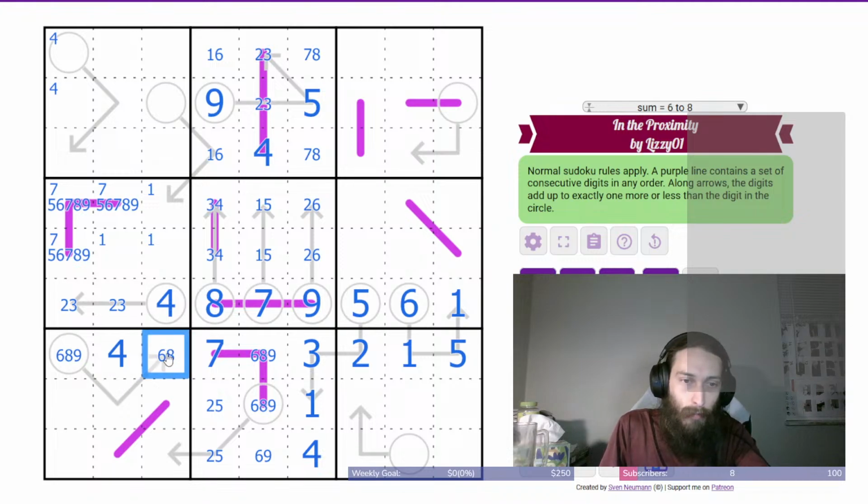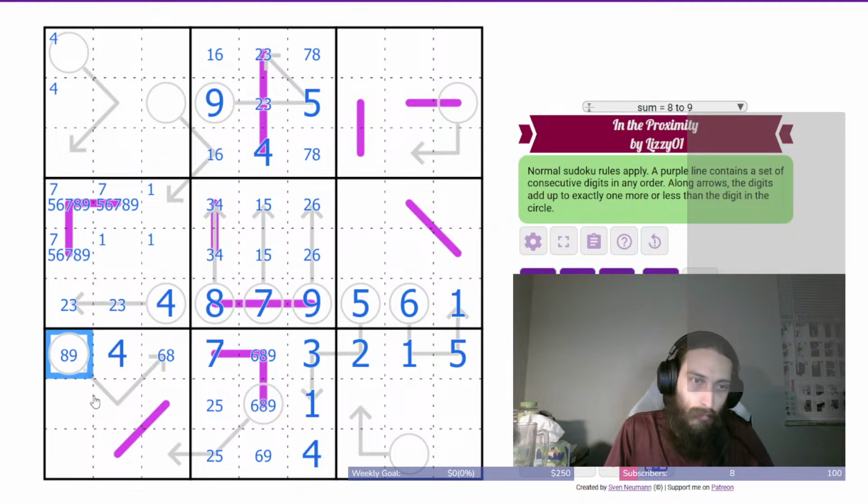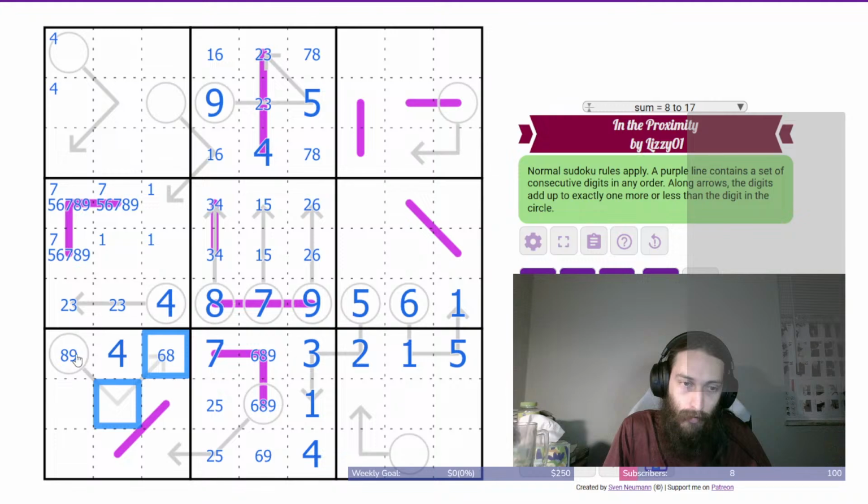Well, this is now minimum 6. If this was a 6, I couldn't put a 1 here to make 7 to then make this a 6. But I could do 6, 1, and to make 7, plus 1 is 8.